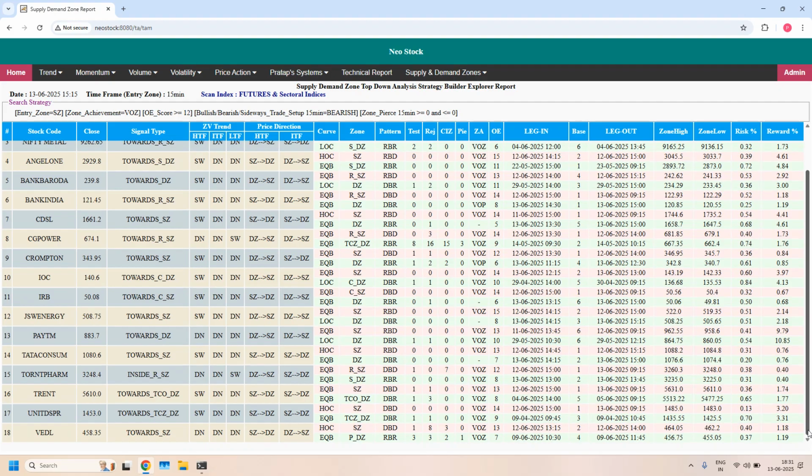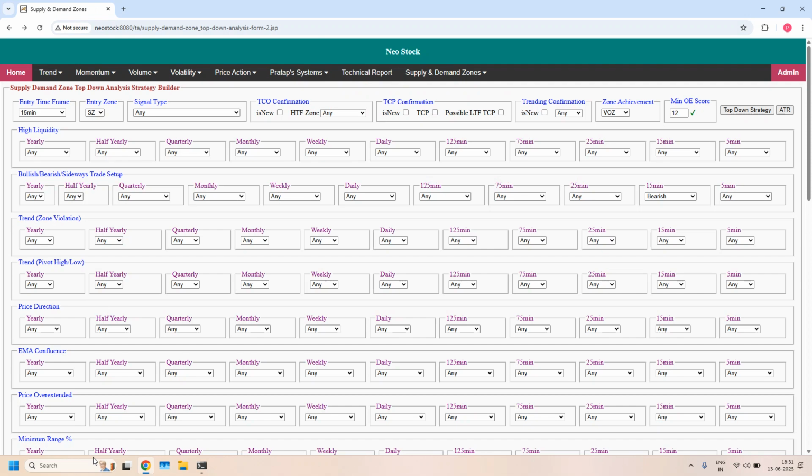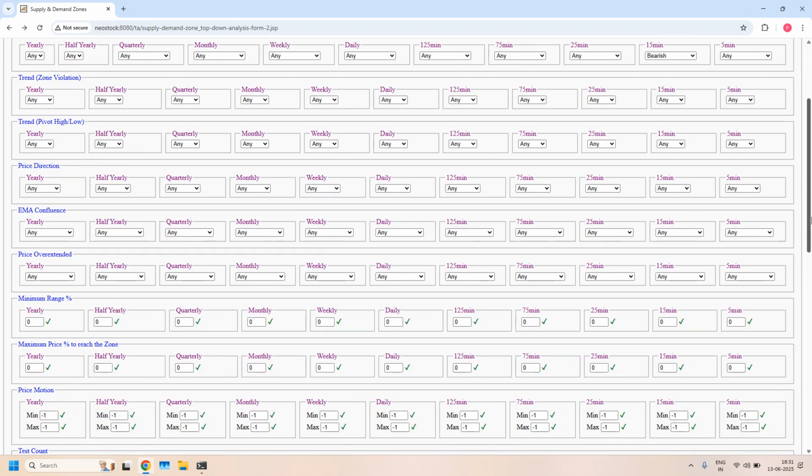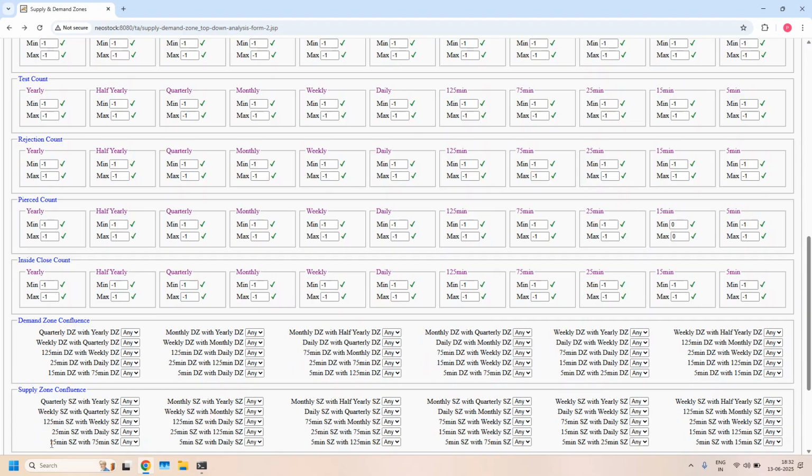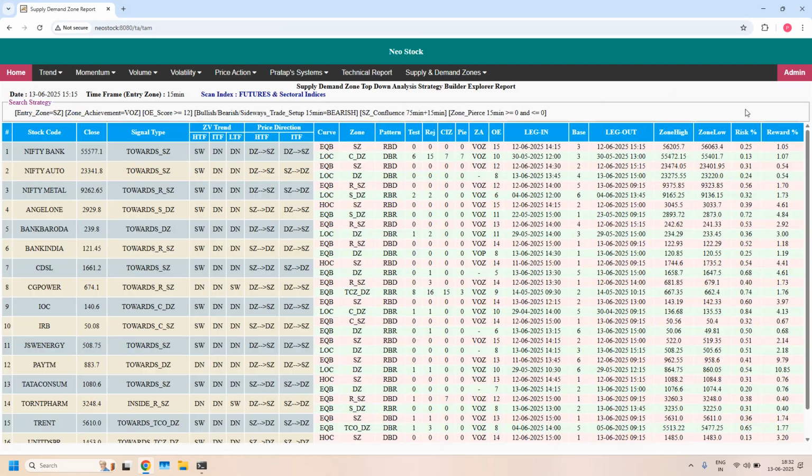Okay, out of these 18 15-minute supply zones, how many are having more high probability to get success? That we will filter based on zone confluence. First filter is LTF and ITF supply zone confluence. That is 15 minutes and 75 minutes supply zone confluence. By enabling this filter on those 18 stocks, now the list is come down to 17 stocks. Almost same list, one stock is reduced. Okay, first 15 in the list.